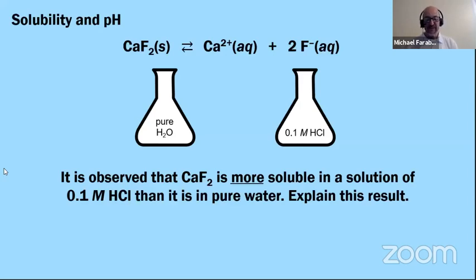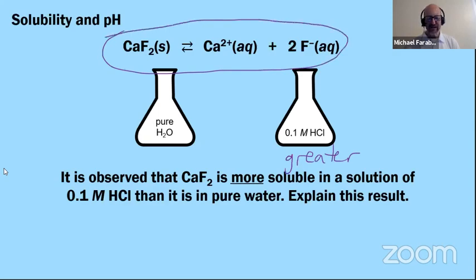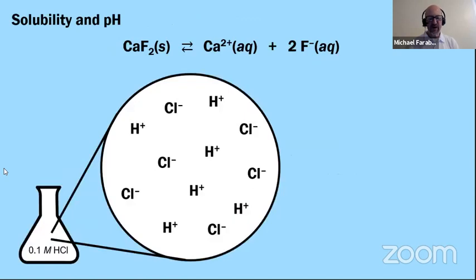So now instead of making the solubility less, we're going to show you examples of making the solubility actually greater. So the solubility of calcium fluoride is actually greater in a solution of HCl than it is in pure water. So you don't see H plus or Cl minus in this equilibrium expression. So you might wonder, what effect would H plus and Cl minus have on this equilibrium? So if I have HCl, I've got a lot of H plus ions and Cl minus ions.